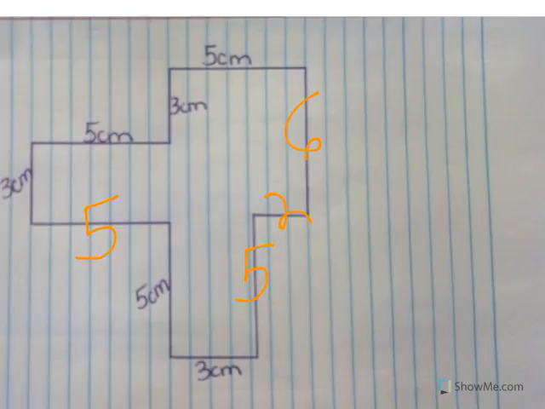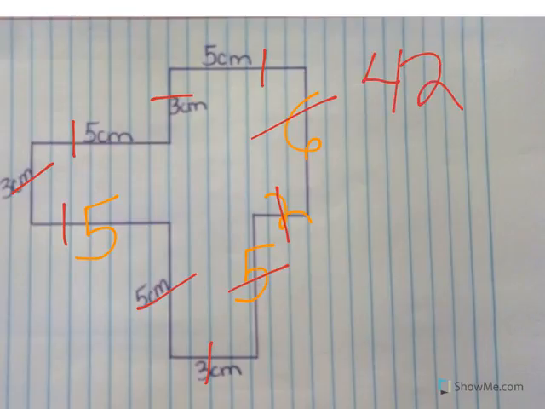Okay, so now we can find the perimeter. You're just adding all the sides up, going the whole way around the shape. Go ahead and do that one on your own. Hopefully you got 42 centimeters for the perimeter. Let's take a look at the area.